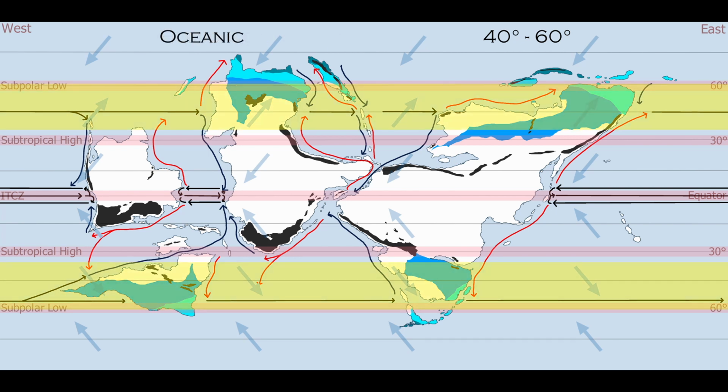Then we have the Oceanic climate. The Oceanic climate is also from the 40 to the 60 degrees latitude. You have cool and wet winters and mild and wet summers, and that is due to the warm ocean currents that flow along the coast. The Oceanic climate is similar to the humid continental climate, but it rains all the time. So when you have a picture of England in your head, that is what an oceanic climate looks like.